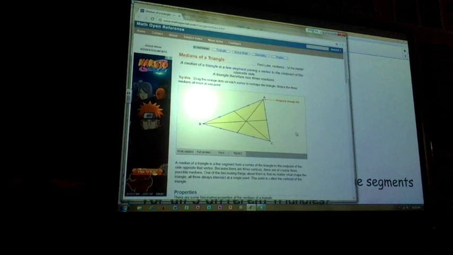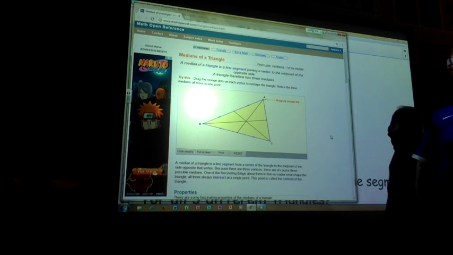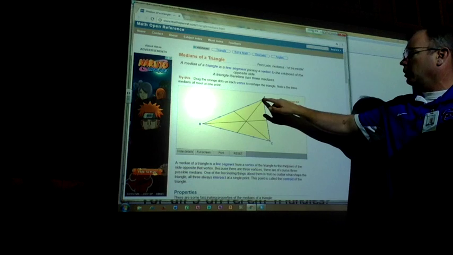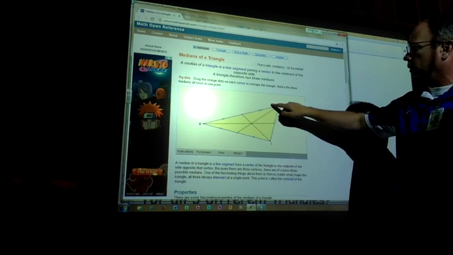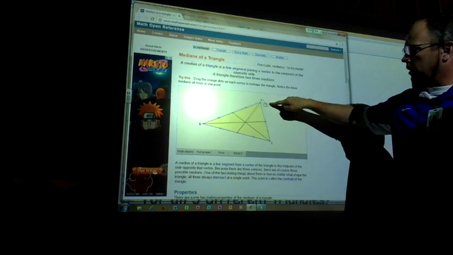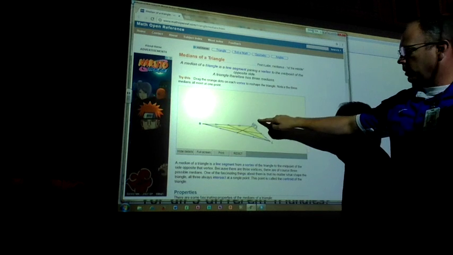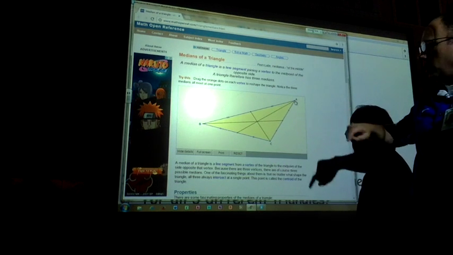All right. So, medians of a triangle. The median is the middle, somehow. And so, drag the orange dot. Dragging the orange dot. Okay, I don't know why this is supposed to be cool, but I'm dragging the orange dot. Okay.